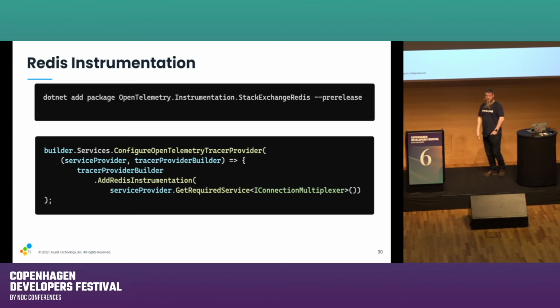Redis, I'm presuming a lot of people use Redis as well, is slightly different. So Redis, when we ask for automatic instrumentation or instrumentation libraries, it needs access to something called the connection multiplexer, essentially access to the connection to add some data. For that, we can use a special extension called Configure OpenTelemetry Trace Provider. That gets resolved when your application starts, not when you register services. So it means it can use things from the service provider, it can use dependency injection.